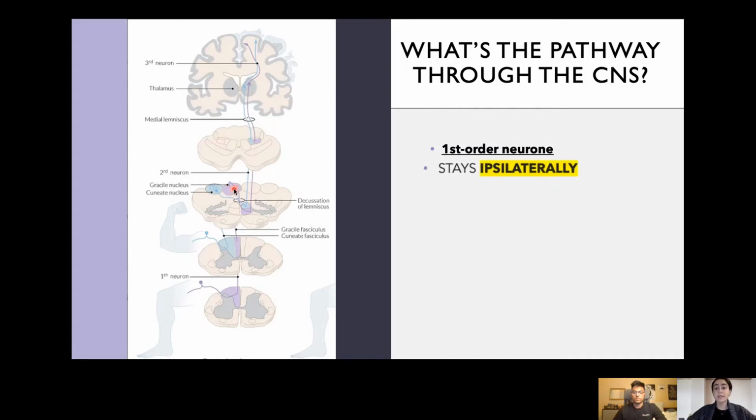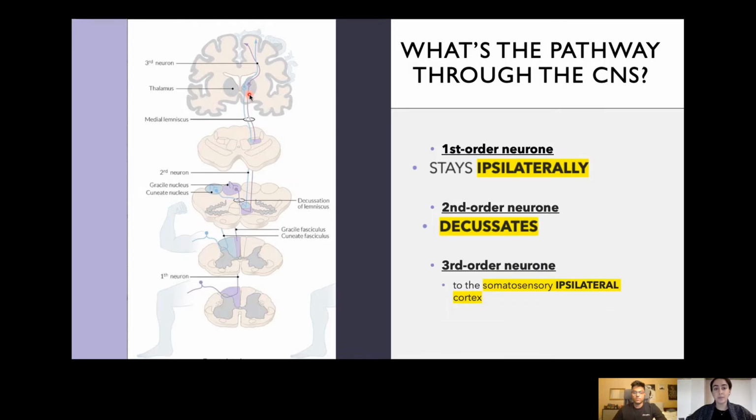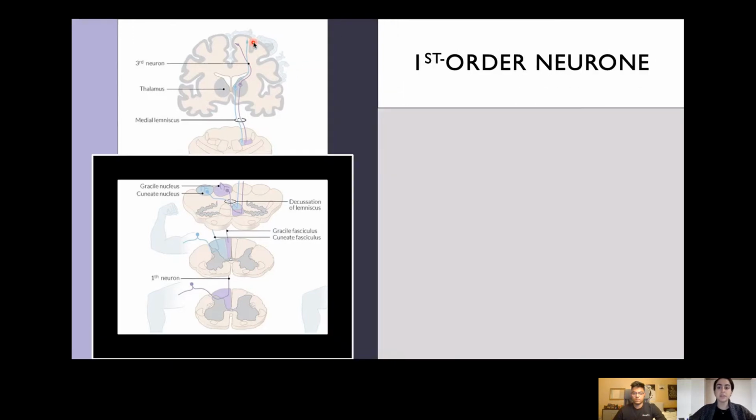Then you have the second order neuron. The second order neuron decussates. That means that it will cross to the contralateral side, to the other side. So from the right side, it will go to the left side, and then it will start ascending up to the thalamus. There it will synapse with the third order neuron, and the third order neuron will project up to the ipsilateral cortex. That means the same side exactly. So this is very important.